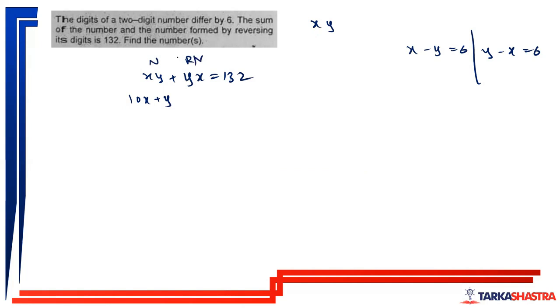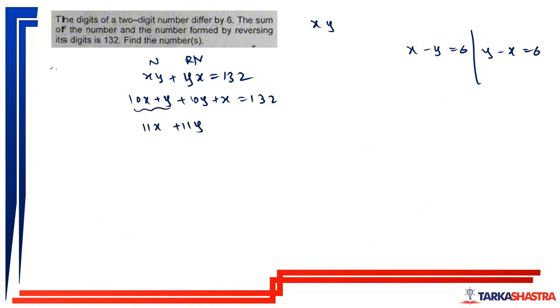So what is the value of xy? 10x plus y. What is the value of yx? 10y plus x, and the sum is equal to 132. Try to understand this. How much is this? 11x plus 11y. I hope you understand this.